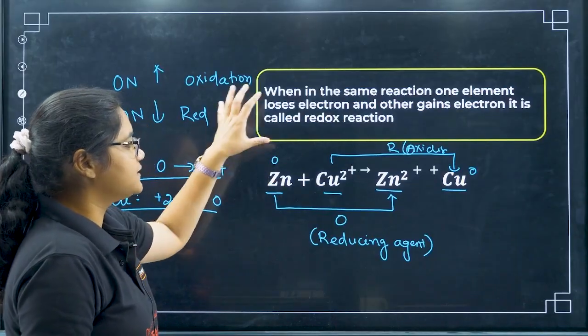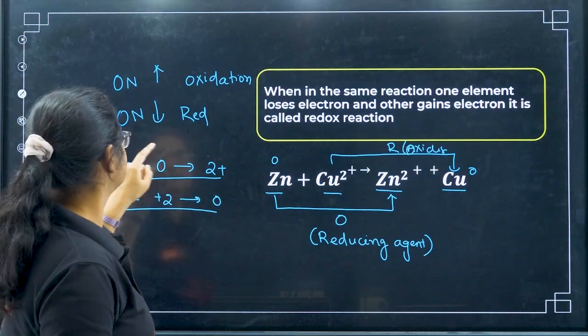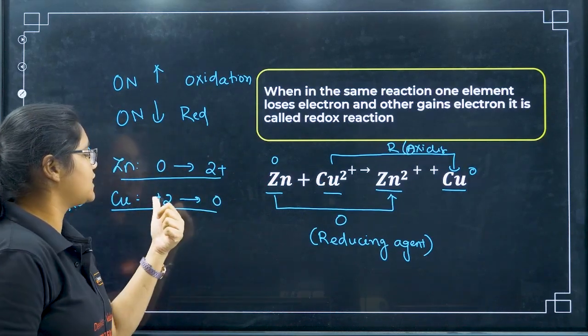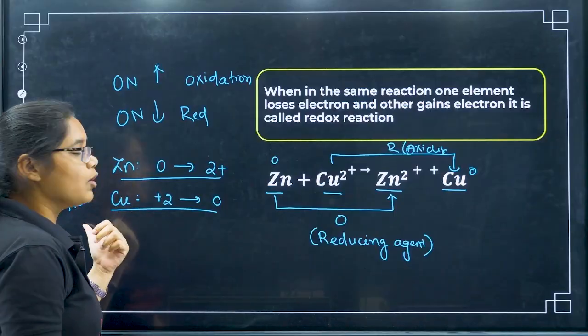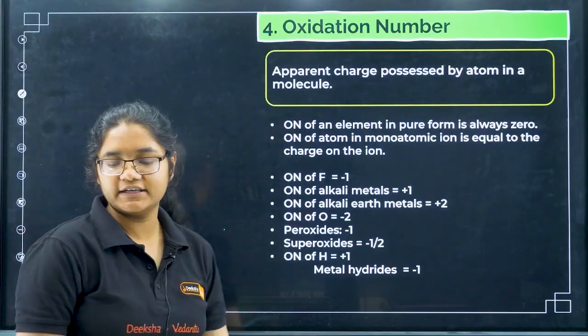So this is the reaction. This type of reaction is called a redox reaction, and since Zn is undergoing oxidation, it is a reducing agent, and since copper is undergoing reduction, it is an oxidizing agent. Okay. Now we understood what is oxidation number.